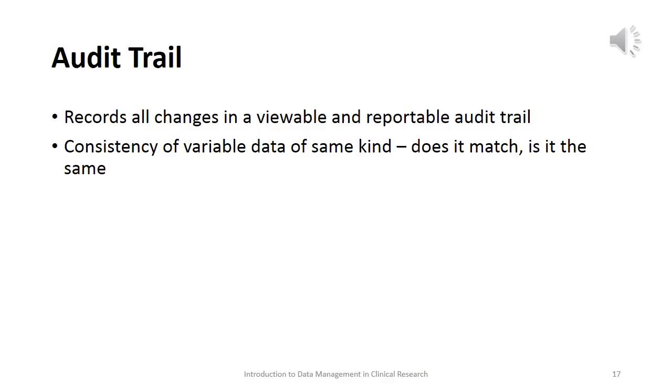And very important that we have an audit trail. Our audit trail records all changes in a viewable and reportable audit trail, so we know who did it, when they did it, and what the change was. And we need consistency of variable data of the same kind. Does it match? Is it the same? We'll get into some of those as we move along with different data types, but it's very important that we be able to do that.